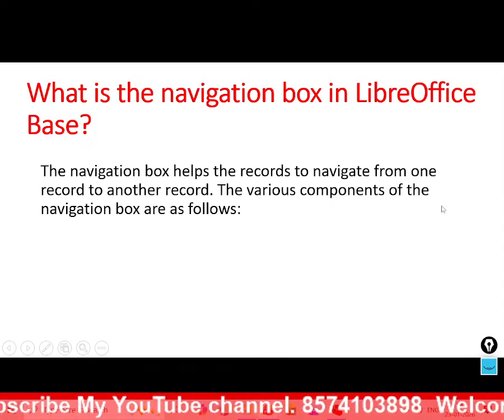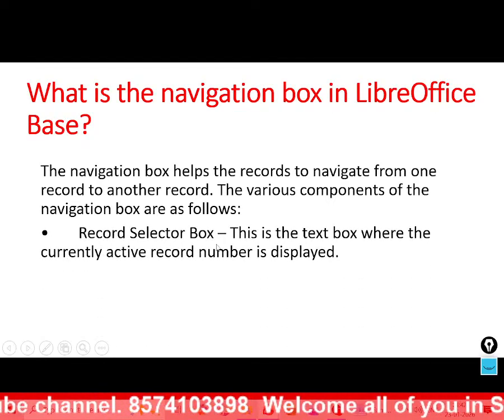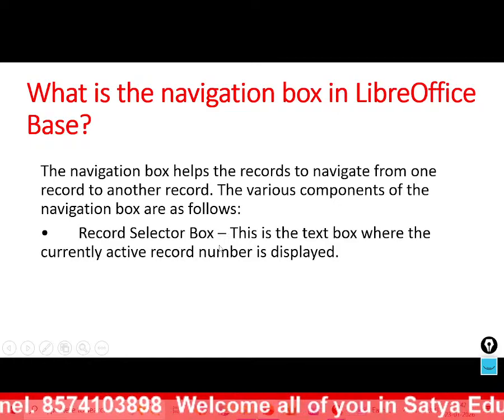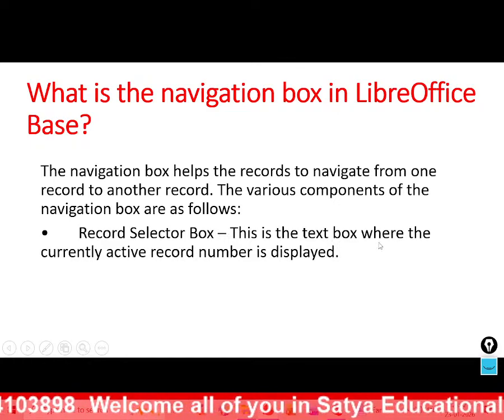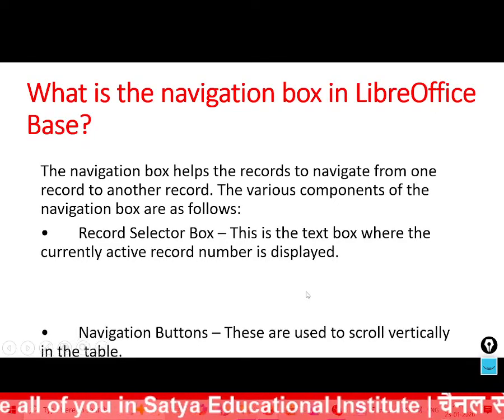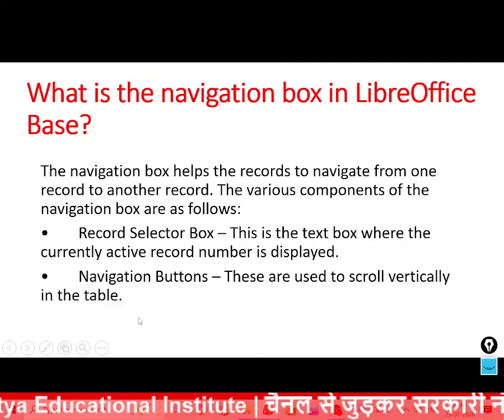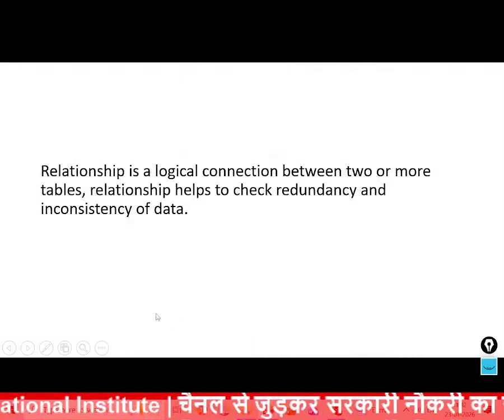The various components of the navigation box are as follows. First is the record selection box. This is a text box where the currently active record number is displayed. Navigation buttons. These are used to scroll vertically in the tables.